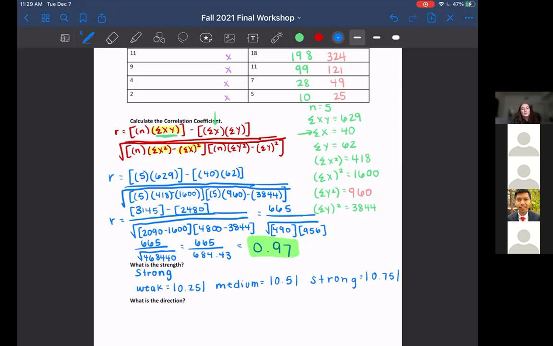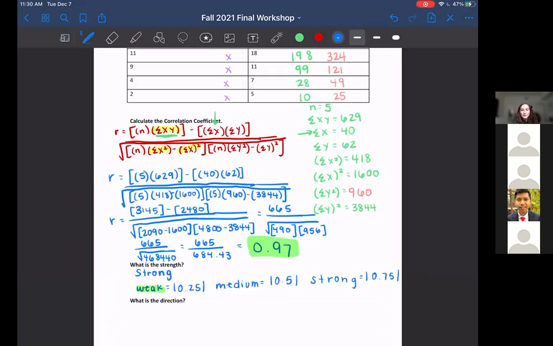Okay, so let's say, for example, we calculated this and we got our R value to be 0.15. What would the strength be? Let's try it on a poll. Okay, let's try it again. So if it was 0.15, what would the strength be? Weak, medium, or strong? We'll give it like 15 more seconds. So 0.15. Okay, I'm gonna end the poll now. Okay, so if our number was 0.15, then that would be a weak correlation.